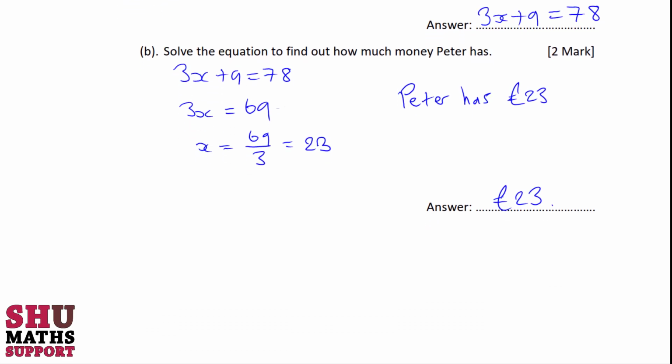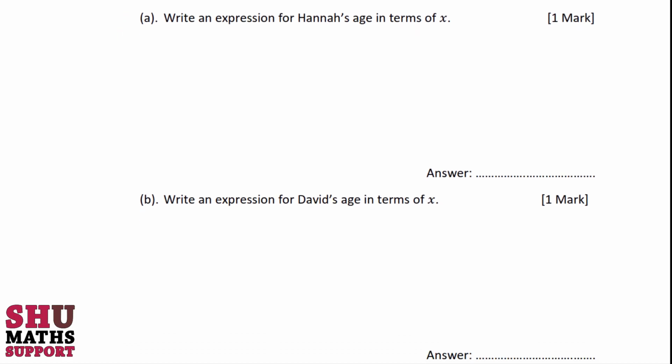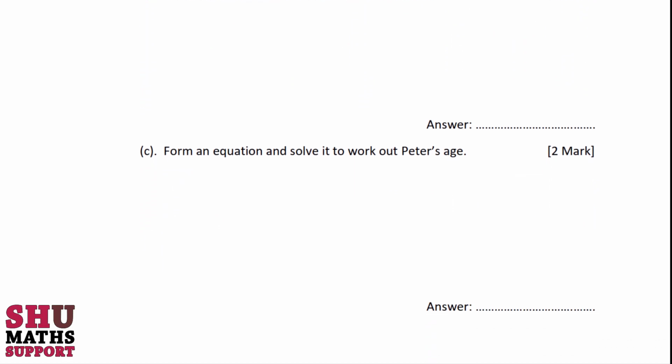So next we have a question here which is very similar to the one we've just done. I do want you to pause the video and do this one yourself. So it's based on age, this question, and it's telling you the age of Peter and that Hannah is 4 years older than Peter and that David is twice as old as Peter. And then it's also telling you their combined age. So if you just have a look through, answer the questions, and then you'll be able to check your solutions in the link in the description.